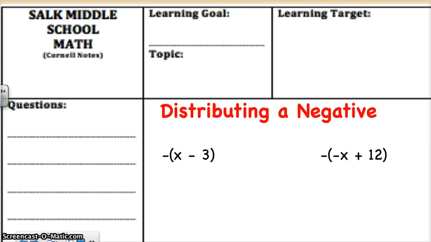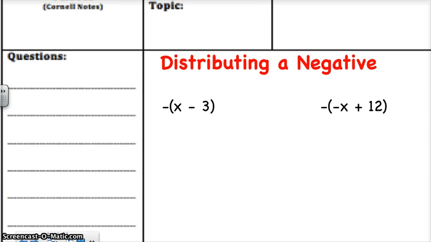Next page, distributing a negative. Some of middle schoolers' worst enemy right here, the slide. We are not big fans of distributing negatives, but we're going to get through it. So, negative parentheses x minus 3 just means negative 1 times x minus 3. That is a 1 outside. This 1 loves to just hide. It likes to hide as often as possible, and I don't know why. The 1 doesn't show up until it absolutely needs to.